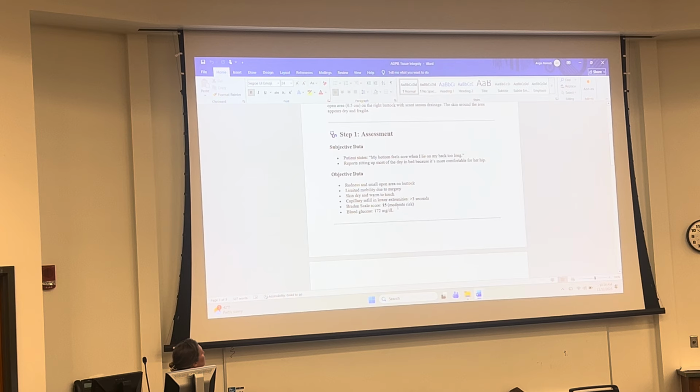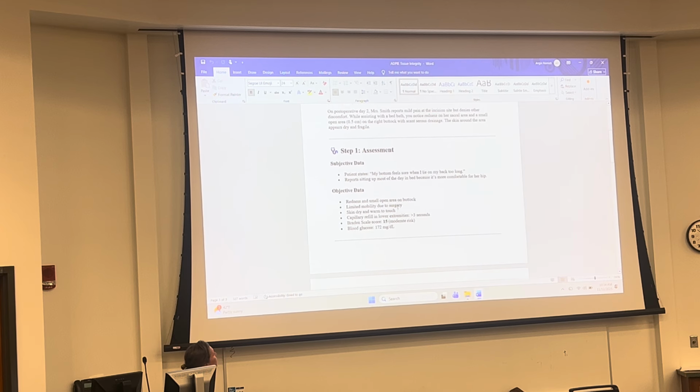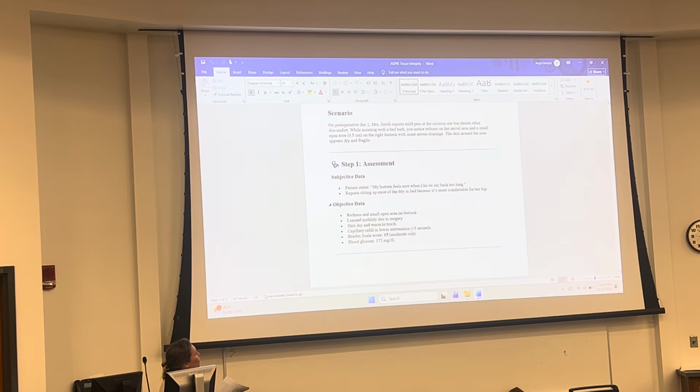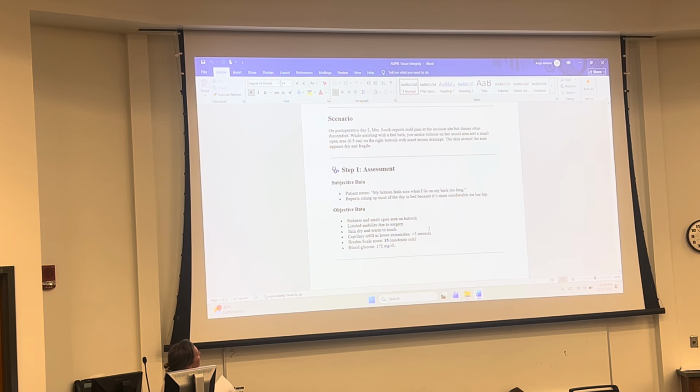Okay, and then their blood glucose is 172. So do we know yet, have we figured out why uncontrolled blood sugar, so 172, that's too high, right? It's looking around 100. So why is that linked in here with wound care and healing? Anybody pick up on that? How high blood sugar affects our healing? Yeah, it slows it down.